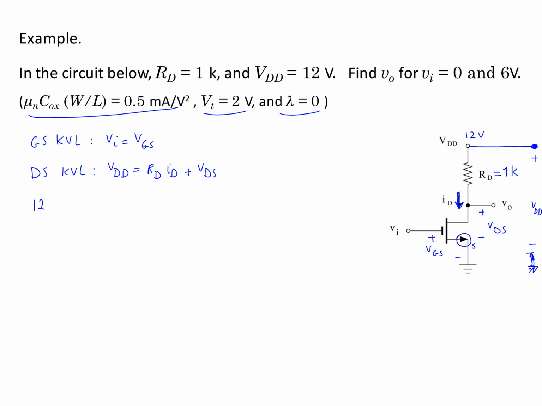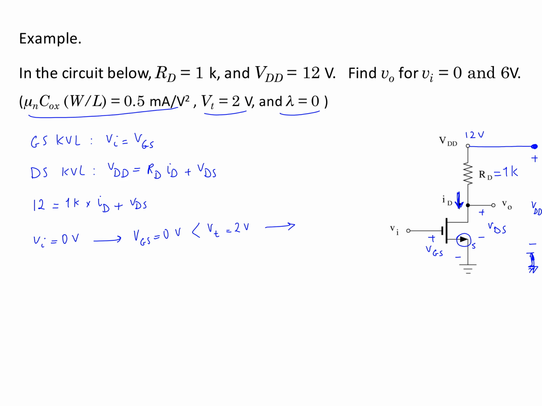I have 12 volts equals to 1K multiplied by I drain plus voltage of drain to source. So with VI equal to 0 volt, from gate to source KVL, I have VGS equal to 0 volt, and I need to compare VGS with the threshold voltage and see if VGS is greater than V threshold or not. If it is greater than V threshold, then the transistor is not in cutoff, but if it is less than VT, then the transistor is in cutoff mode. So this is less than V threshold equal to 2 volts.